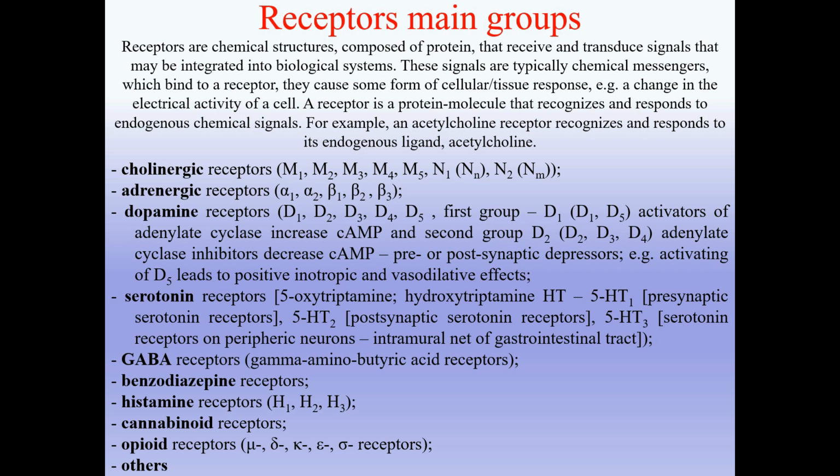A receptor is a protein molecule that recognizes and responds to endogenous chemical signals. For example, an acetylcholine receptor recognizes and responds to its endogenous ligand, acetylcholine. Examples of receptors: cholinergic receptors from M1 to M5, also N1 or NN, N2 or NM, adrenergic receptors alpha-1, alpha-2, beta-1, beta-2, beta-3, dopamine receptors from D1 to D5, serotonin receptors, GABA receptors, benzodiazepine receptors, histamine receptors, cannabinoid receptors, opioid receptors, and others.